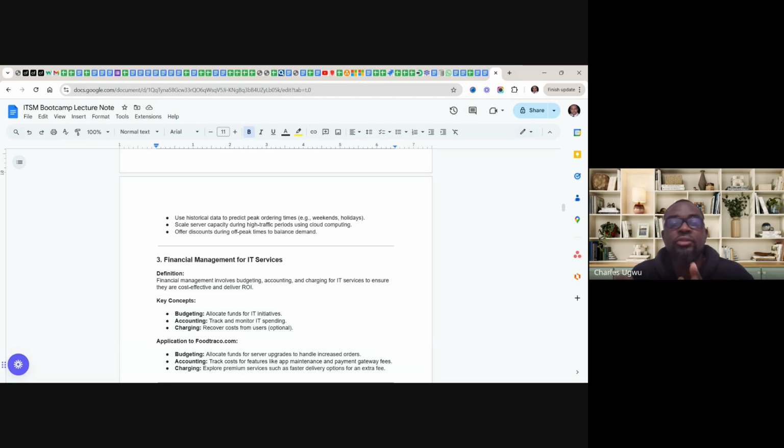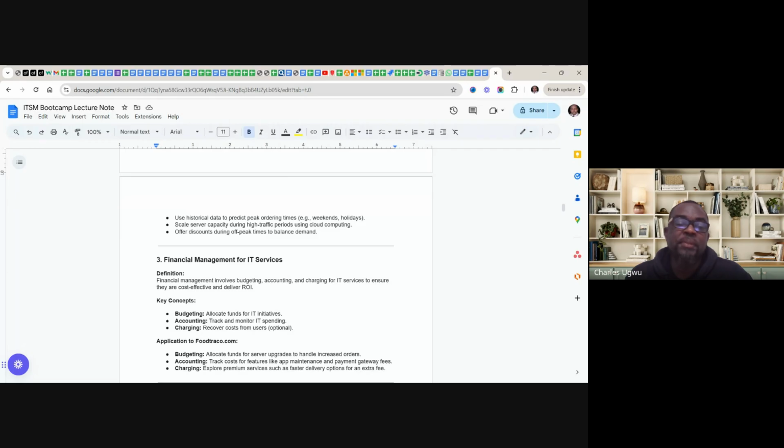If you don't have a good budget, or your units are not good at budgeting, it's going to be difficult because there will be under allocation of resources. You wouldn't have enough resources to handle high demand. At times you see that you need even more workers within your IT. So you need good budgeting, not only for IT equipment or infrastructure, but even for human resources. So under budgeting, allocate funds for IT initiatives.